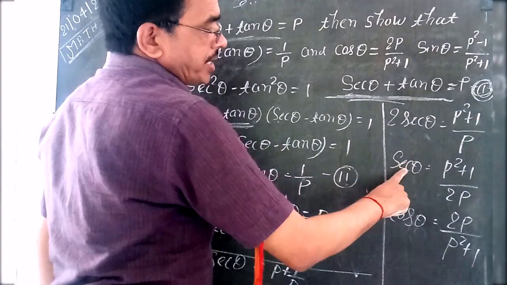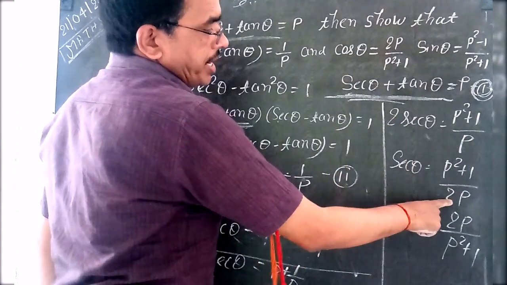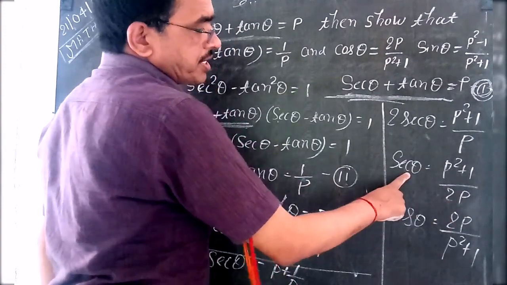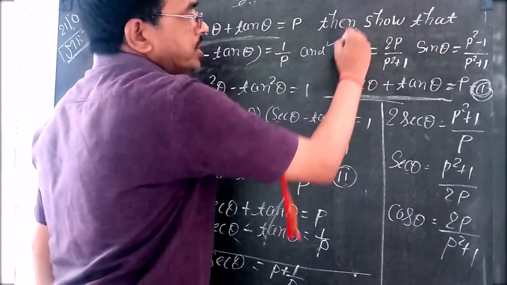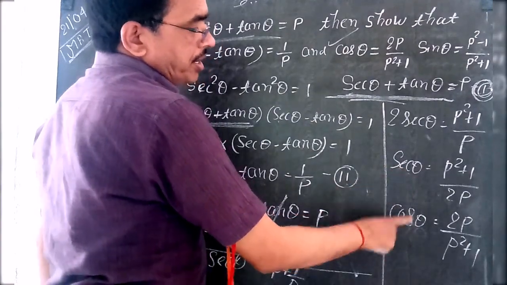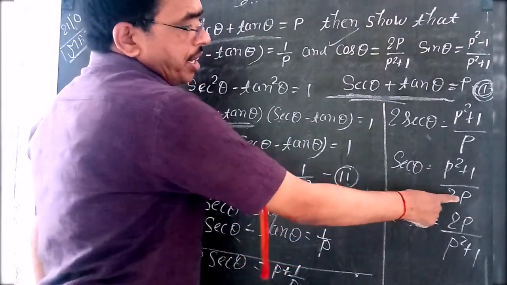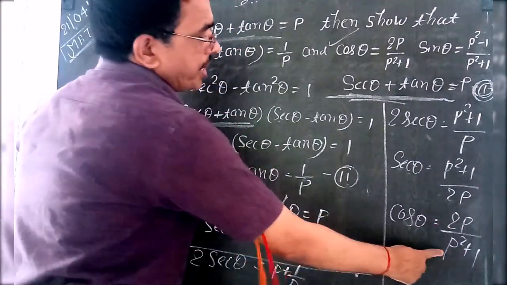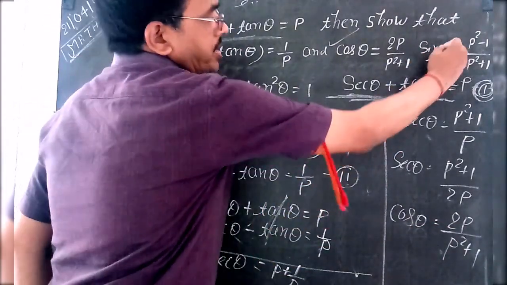It is sec theta, so 2 divided here. So p square plus 1 by 2p. It is sec theta. Your question is cosec theta, and cosec theta is the reciprocal of sec theta. So we write here cos theta and reciprocal of this, then it is 2p by p square plus 1. Now you have to find sin theta.